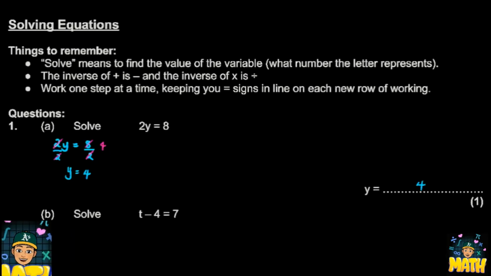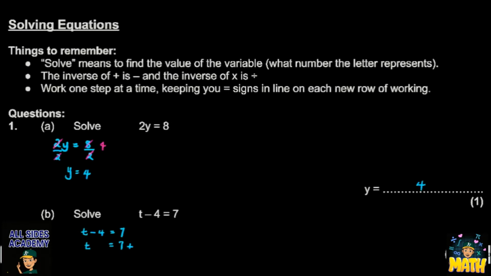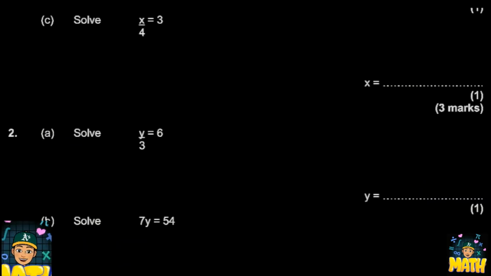t minus 4 equals 7. So this is subtraction. So when it goes to the inverse operation, it becomes positive. It's like taking the negative 4 to the other side of the equal sign. So it becomes positive 4. t equals 11.